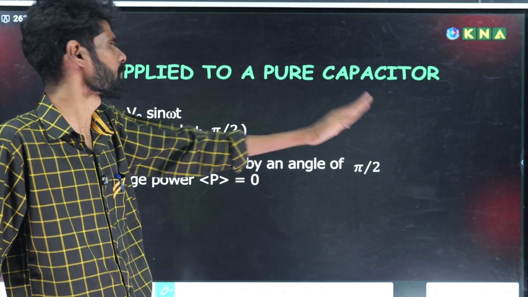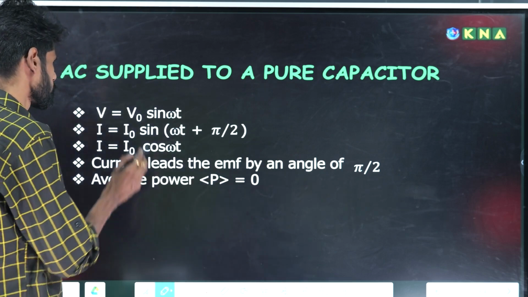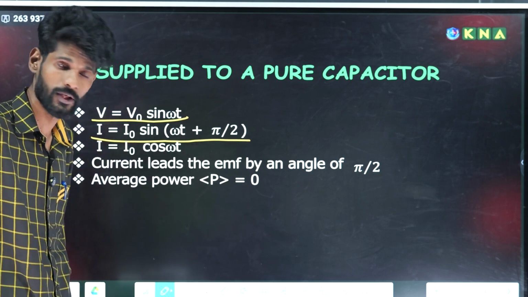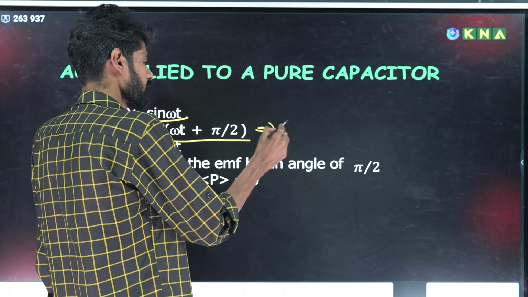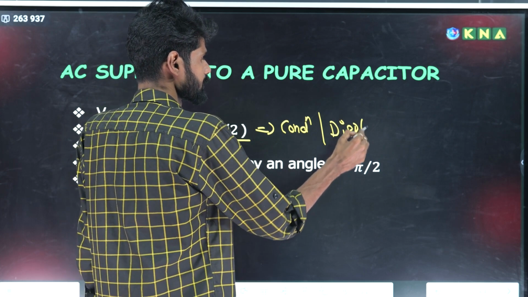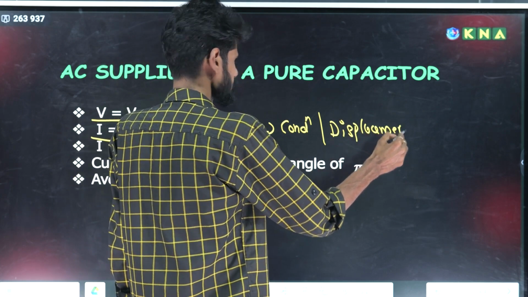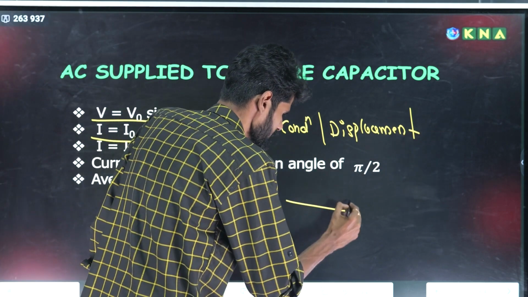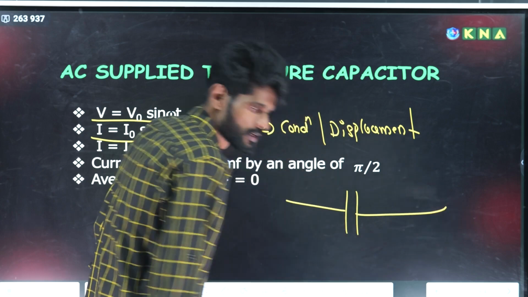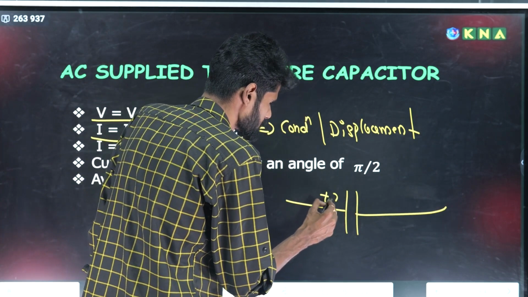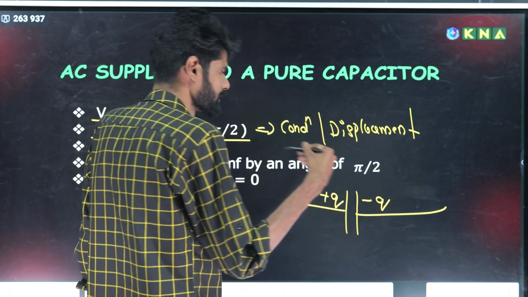And also, AC supplied to a pure capacitor. V is equal to V naught sin omega t, I is equal to I naught sin(omega t plus pi by 2). This current is known as conduction current or displacement current through the capacitor plates. Okay, conduction current or displacement current. So here, in the case of a capacitor connected to an alternating source, we can see that the capacitor is initially charged, now it is plus Q and minus Q.